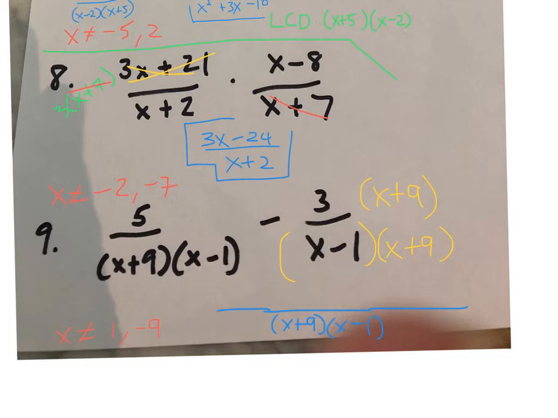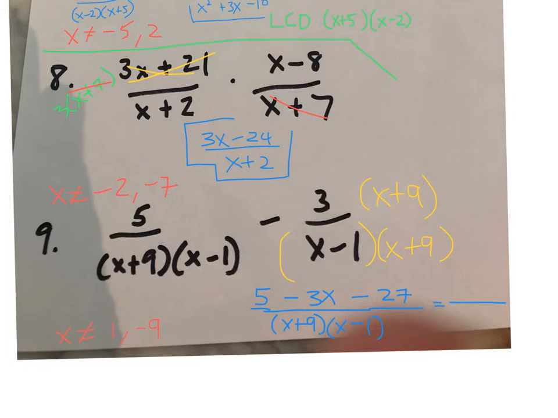Certainly we're going to have a 5. But then we want to be careful. -3 times x is -3x. So it's going to be -3x. And then -3 times +9 is -27. So it's going to be a -27. So then, of course, from there, we are going to end up with something a little bit more simple called the following.